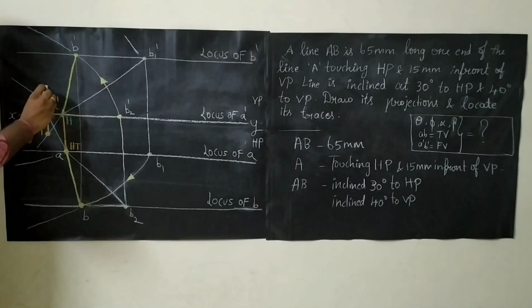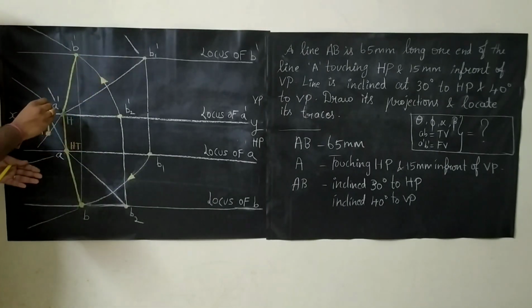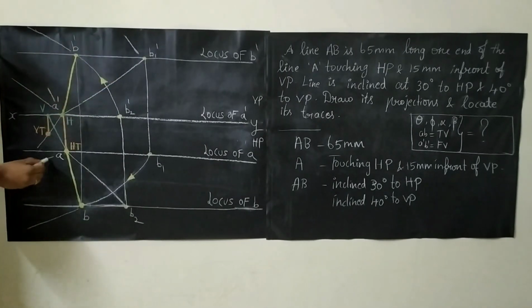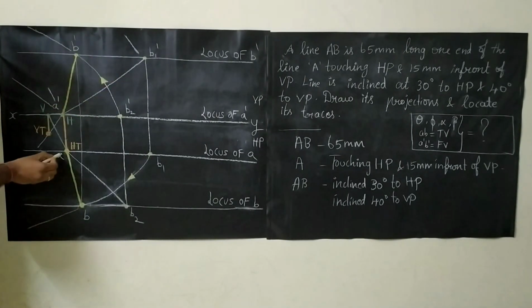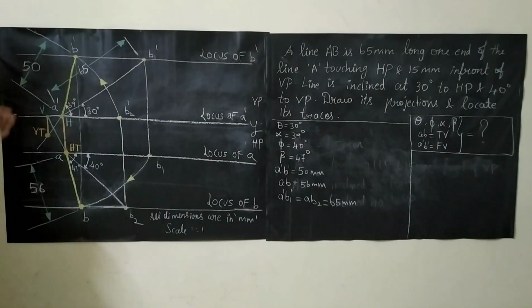We are drawing an extension line like this, right? The extension line should be exactly perpendicular to the A dash B1 dash line, and the same thing holds good for AB also. The extension line which we have drawn here should be perpendicular to AB. Now we are going to mark the dimension. So we have drawn the extension line.